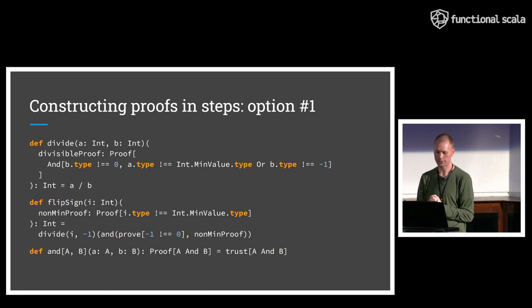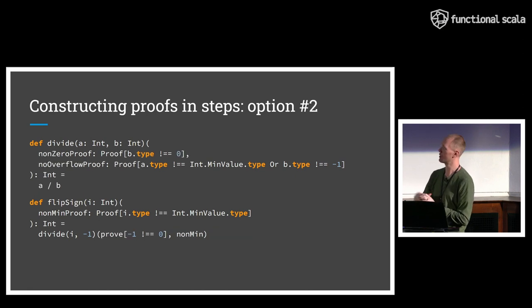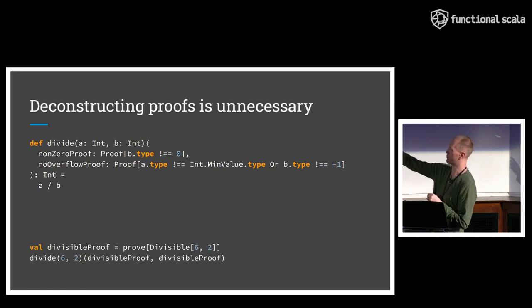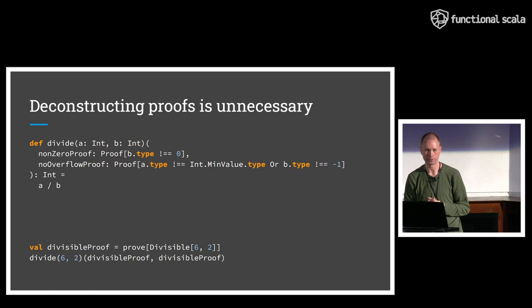Another way you can model this is if you just split up your proofs at the and level, the and term level, then you don't need to join them together. You can just pass them all each separately. And also, if you end up proving something like divisible, which is, you know, both things combined, and you have them separated, well, you can just pass that into both proofs because it's a subtype of both of them.